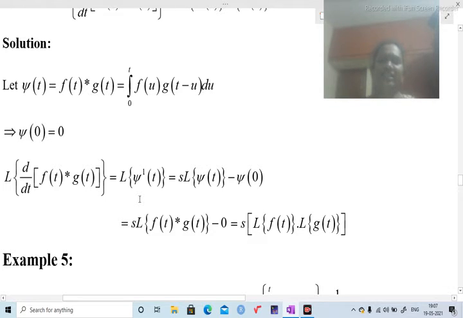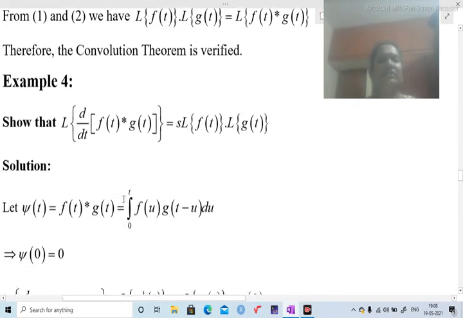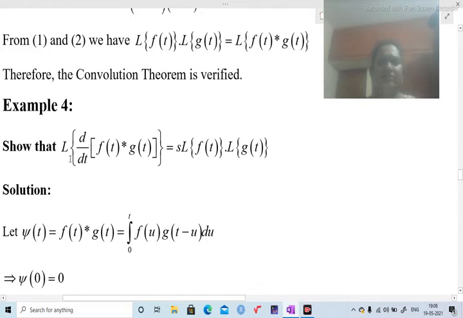In the previous sessions, I already explained the Laplace transform of psi dash of t equals s into L of psi of t minus psi of 0. But psi of t means f of t star g of t. By using the convolution theorem, L of f of t star g of t equals L of f of t into L of g of t. Therefore, this equation is proved.